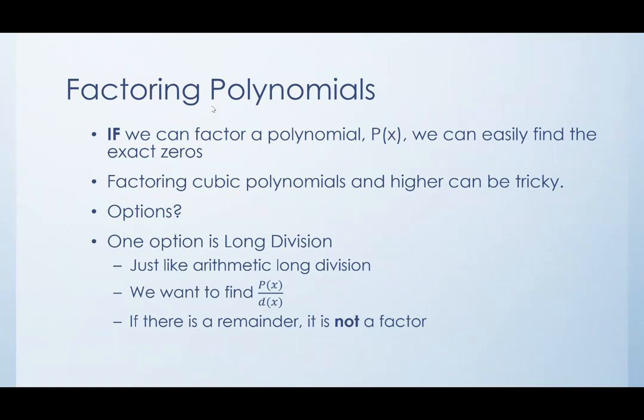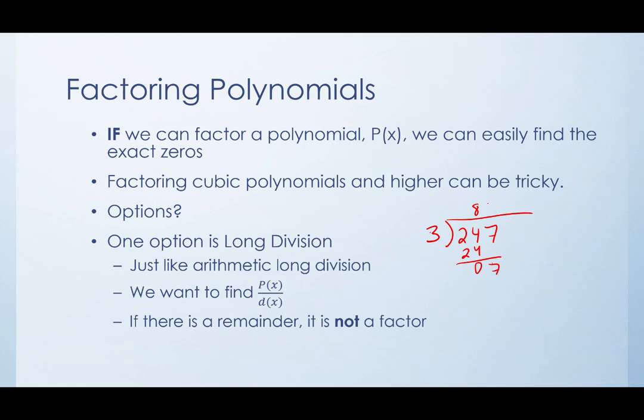This is just like arithmetic long division, which hopefully you learned. But just to remind y'all, if we want to divide 247 by 3, we would say, okay, how many times does 3 go into 2? 0. So we'll move on to the next. How many times does 3 go into 24? Great, 8. 8 times 3 is 24, so there's no remainder there. We're going to bring down the 7.